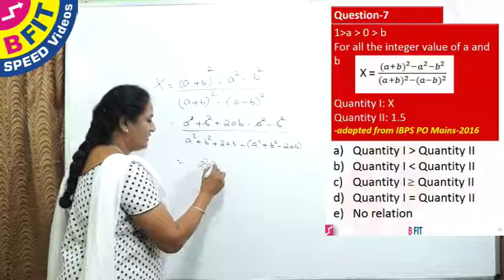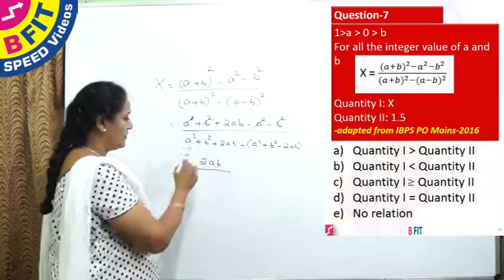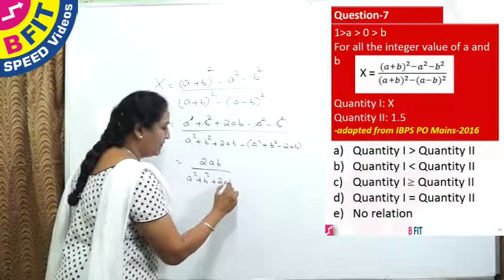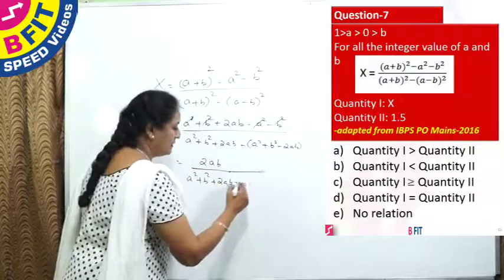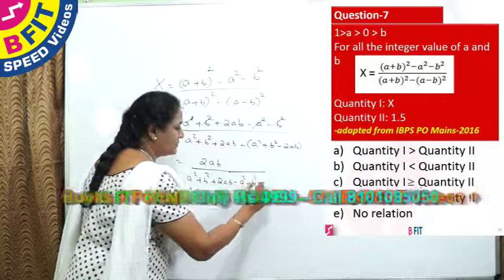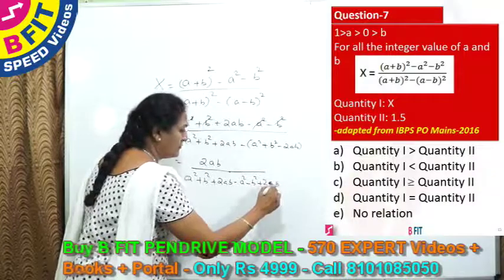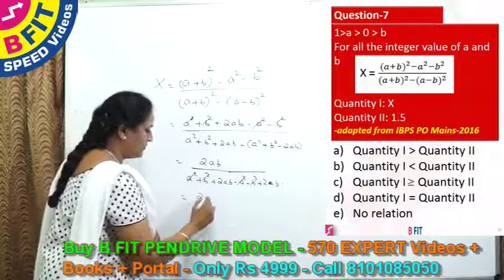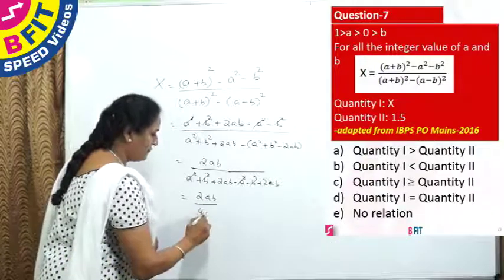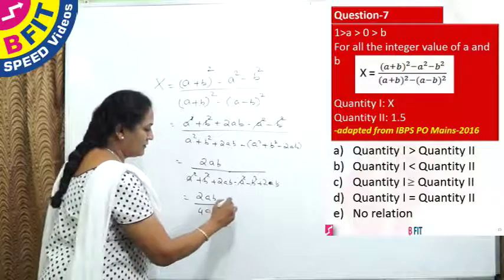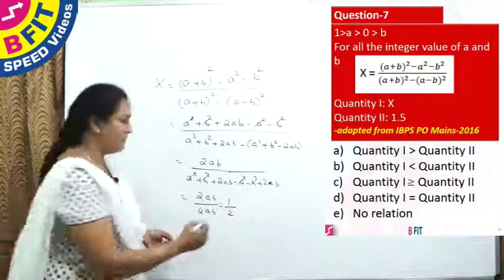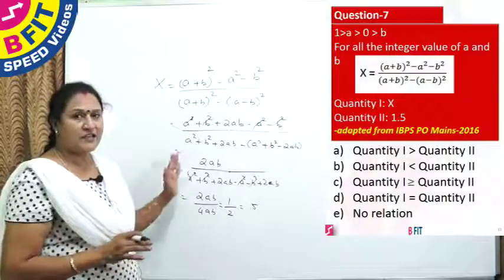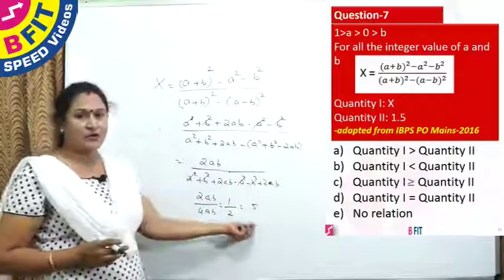Numerator is 2ab, and for the denominator, a square plus b square plus 2ab, and removing the brackets it is minus a square minus b square plus 2ab. So in this also a square and b square get cancelled. So 2ab by 4ab. When cancelling the common factors we have half, which is 0.5. And no need to consider the range for a and b because x is independent of a and b.